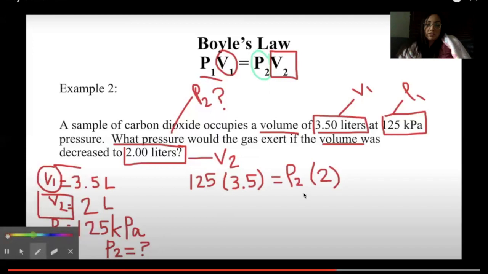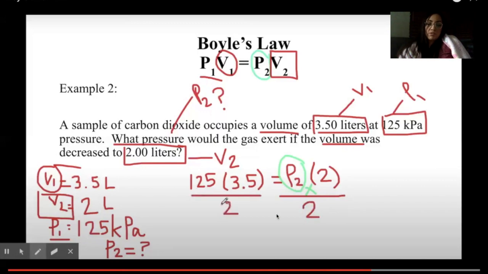Opposite of multiplication is going to be division because we're trying to get this P2 on its own. So we're going to go ahead and divide by 2 because that's what we want to get rid of. But if we do it to one side, we have to do it to the other, just like algebra. So you cancel out the 2's on this side, and then you can simplify. You're going to do 125 times 3.5 divided by 2. So basic algebra, plugging stuff in, manipulating to isolate. I think that's what you guys call it in math, isolate your variable, your unknown.